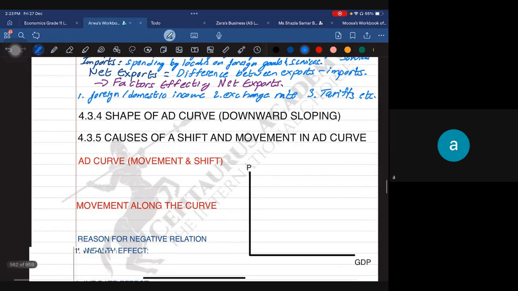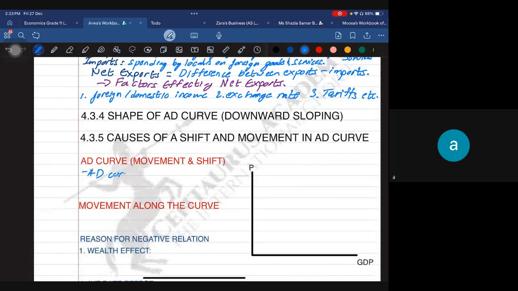So basically, the aggregate demand curve is just like the simple demand curve. It shows a negative relation between the price and the demand, price and aggregate demand, right?